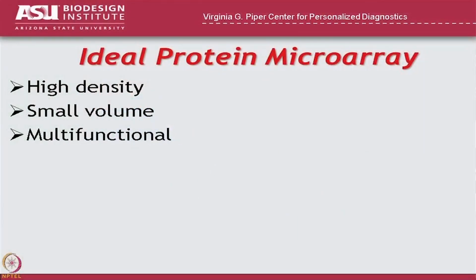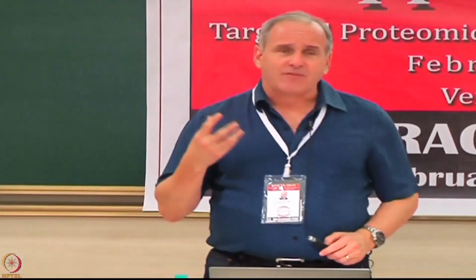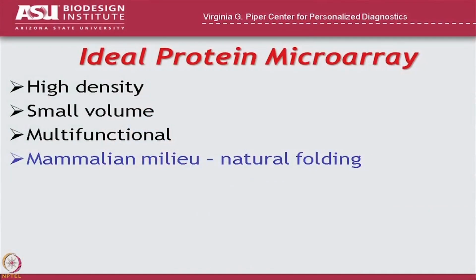Of course, it needs to be multifunctional. You'd have to be able to test it with lots of activities. But then you also want it to have natural folding. You want the proteins on the array to look like they do in normal circumstances. And ideally, they would be made in a milieu similar to the one in which they normally occur.